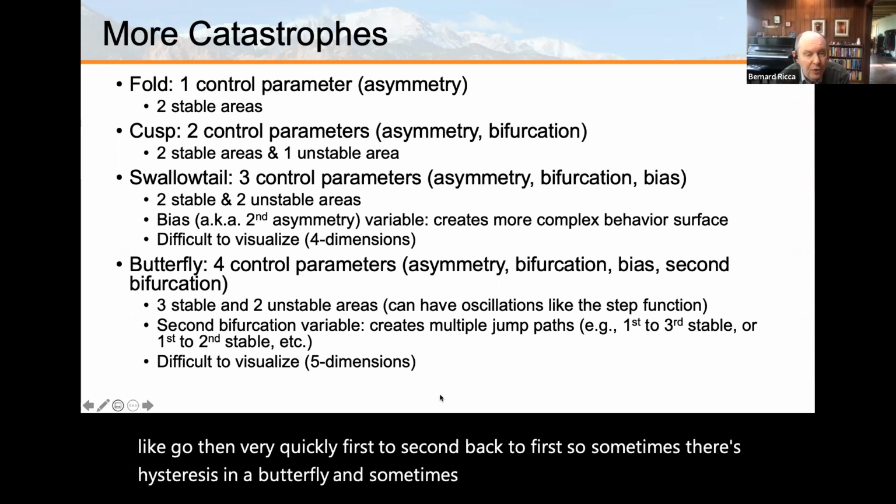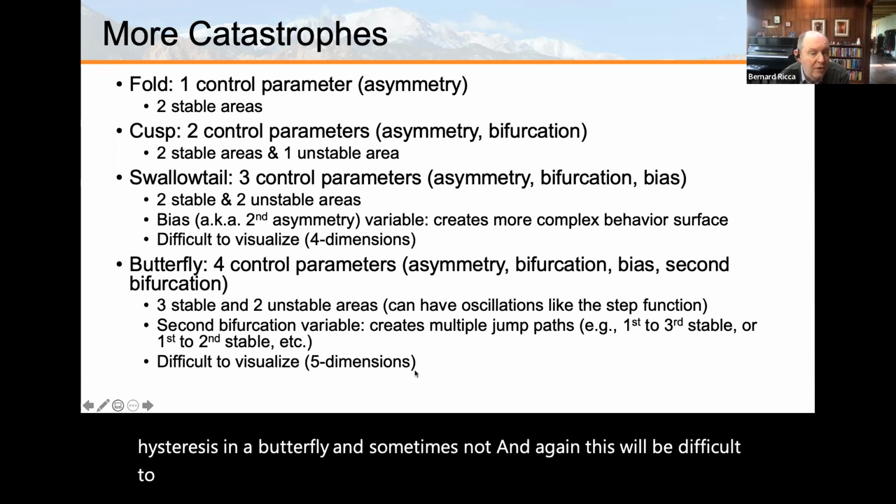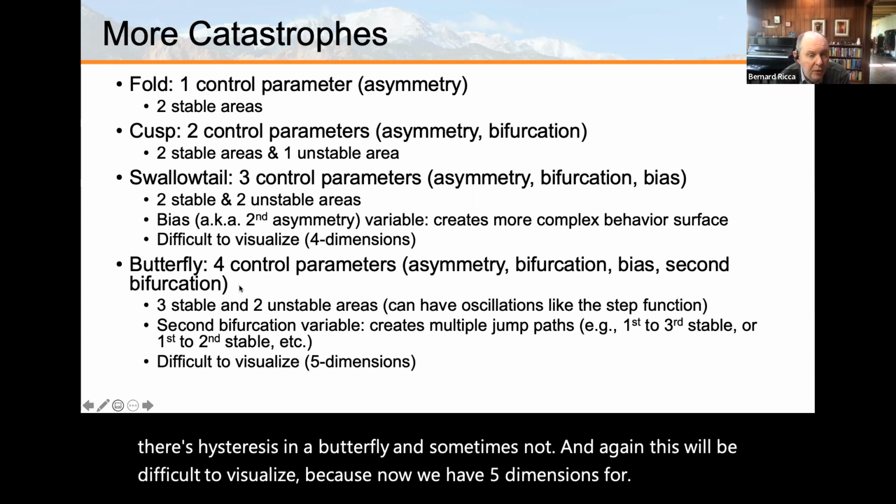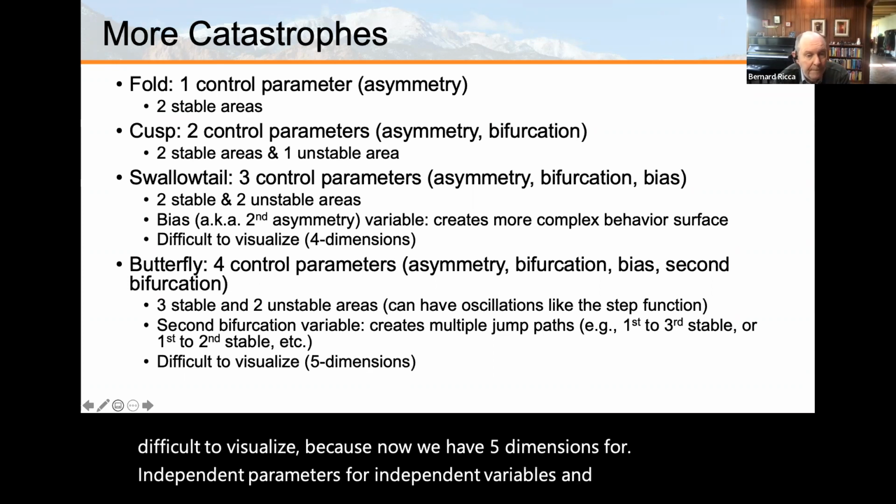And again, this will be difficult to visualize because now we have 5 dimensions: 4 independent parameters and the dependent variable.